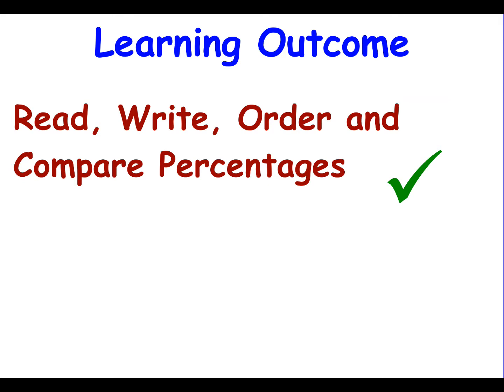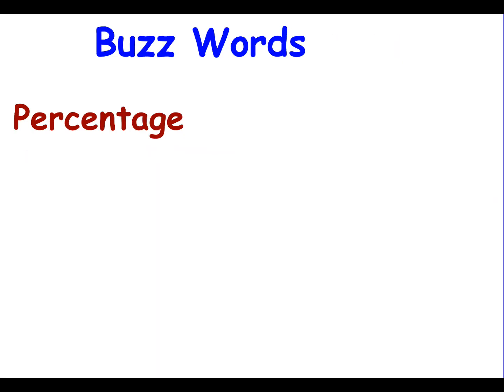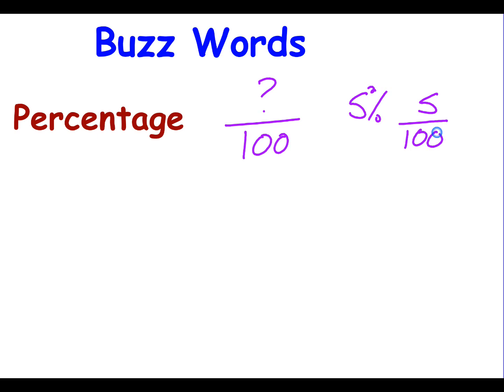And that completes the learning outcome, to be able to read, write, order and compare percentages. There's only really one buzzword to remember, and that is that percentage is something over 100. So whatever the number is, 5% literally means 5 over 100.